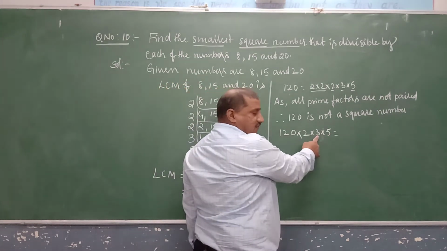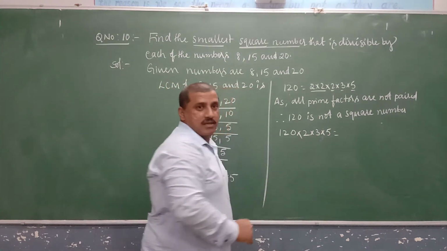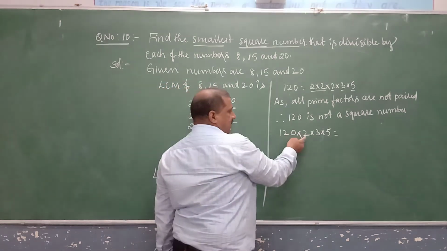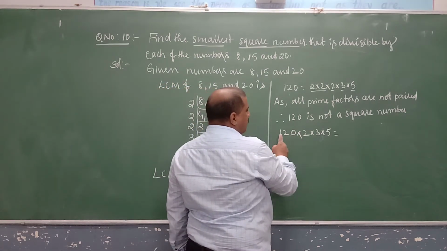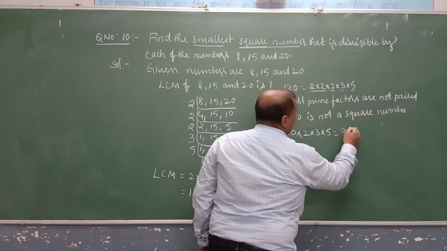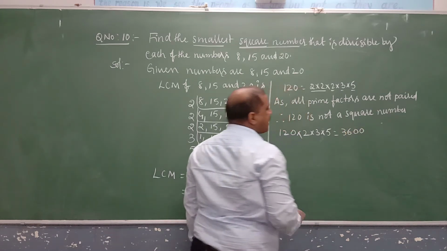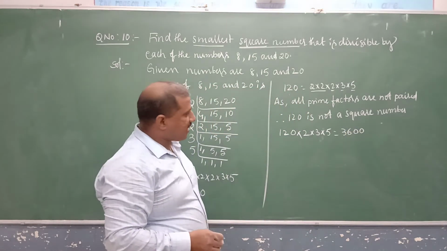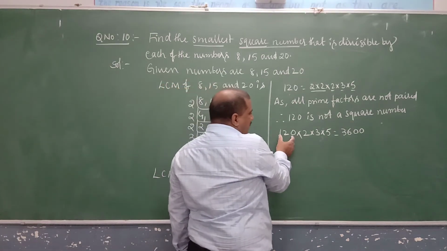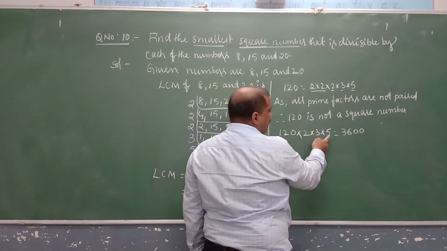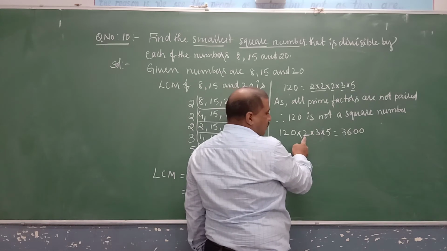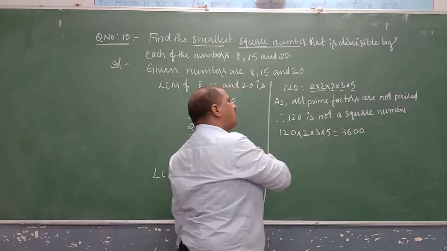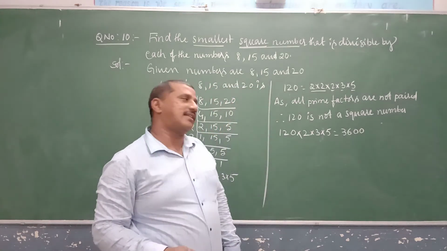5 into 3 is 15, 15 into 2 is 30, 30 into 120, 12 into 3 is 36, and keep 2 zeros. How much we get is 3600. So when we multiply this 120 into 2 into 3 into 5, it is 3600.